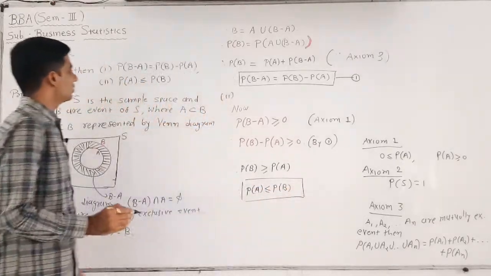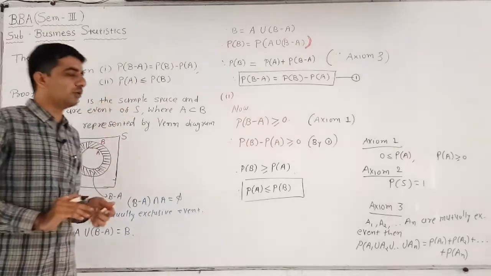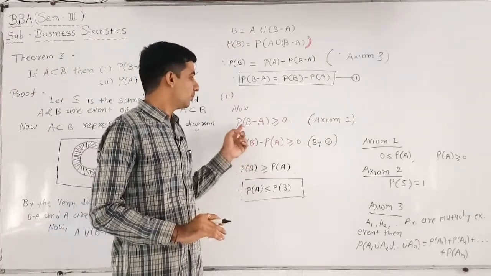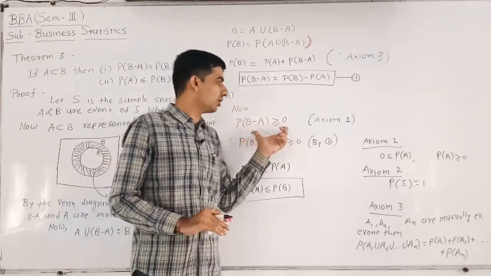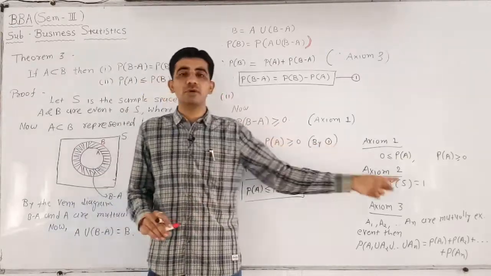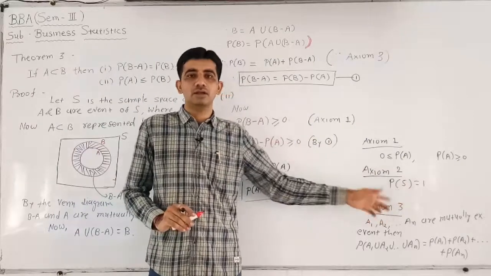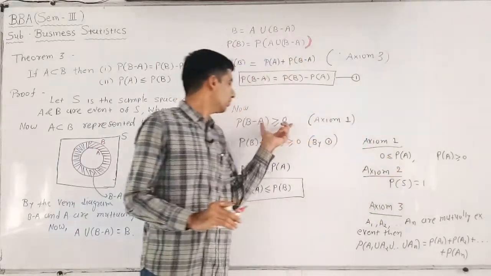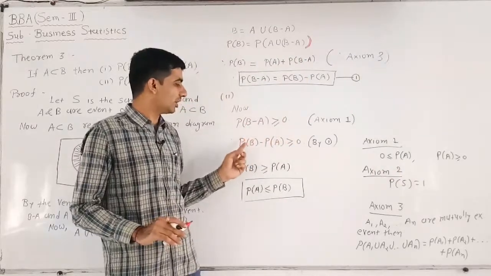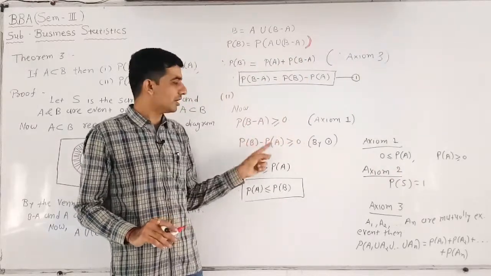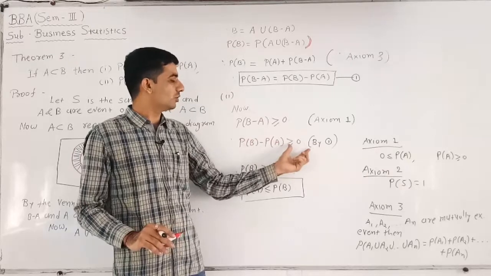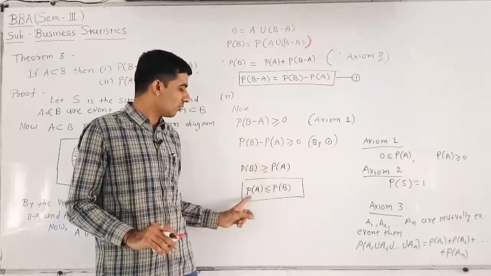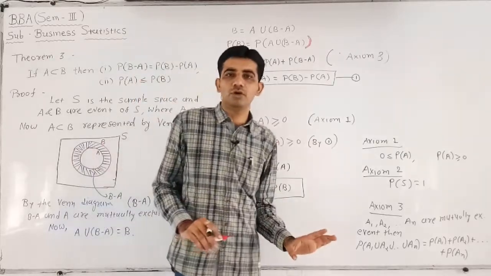So the second proof is P of A less than or equal to P of B. If there are only 3 steps, how was it proved? P of B minus A greater than or equal to 0. Why? Because of axiom number 1: the probability of any event is always 0 or greater than 0. P of B minus A is equal to P of B minus P of A, greater than or equal to 0. It means that P of B is greater than or equal to P of A. It means that P of A is less than or equal to P of B.